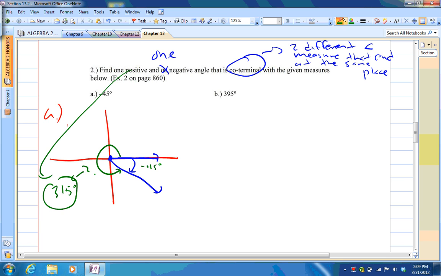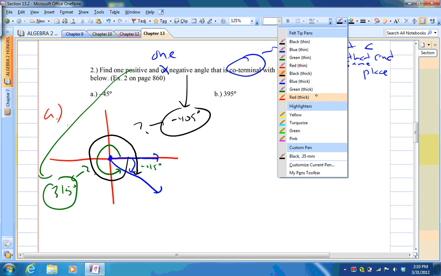Then find another negative angle. Say I go with black. So if I go with a negative angle, what would that be? If you said negative 405 degrees, congratulations. Because you got to travel negative 360 and then negative 45 to get back at the same place. So hopefully that makes sense. You might want to pause the video and try B on your own. I'm going to do it right now. Very, very simple.